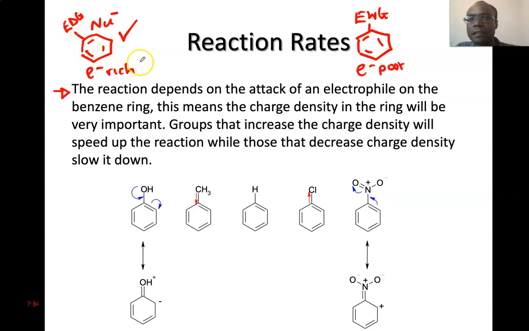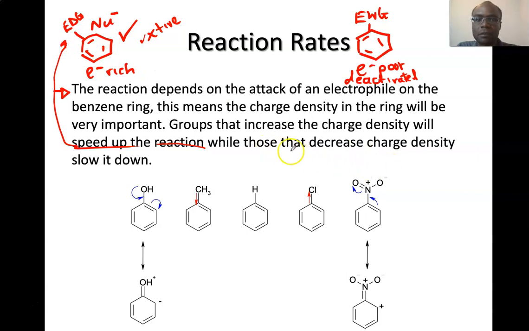So when the ring is electron rich, that's reactive. When the ring is electron poor, that ring is deactivated. And that's what's shown on here. Groups that increase the charge density will speed up the reaction. Those are EDGs, electron donating groups. And those that decrease charge will slow it down. Those are electron withdrawing groups, EWG.